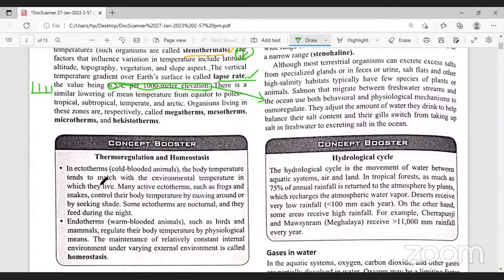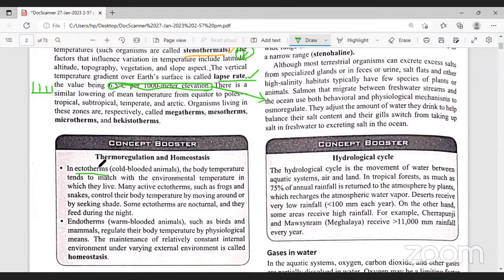Okay, see that. Ectotherms are cold-blooded animals. Endotherms are warm-blooded animals. What is the difference between ectotherm and endotherm? See here, the cold-blooded animals can only live in water, where the temperature will be very less. The body temperature tends to match the environmental temperature in which they live.